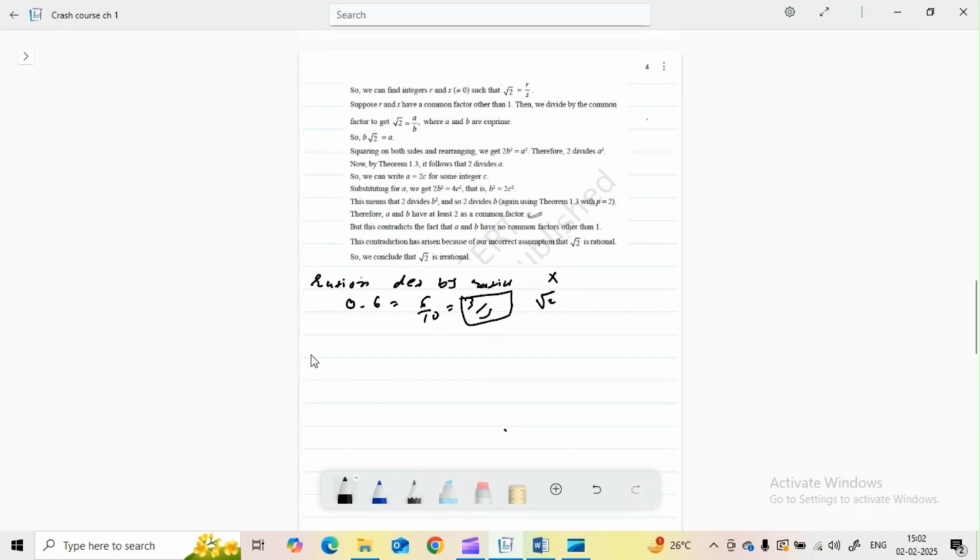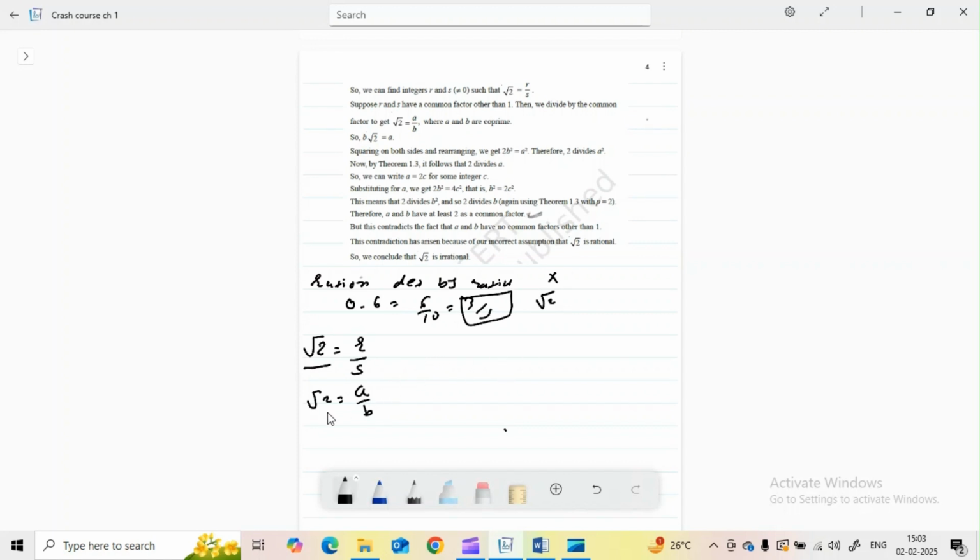So what we will do is, if it is rational, then it has to be defined as r by s. If it is r by s, then r and s may have some common factor. If we remove this common factor, then under root 2 can be expressed as a upon b, where a and b do not have any common factor. They are co-prime, which means they do not share any prime factor.